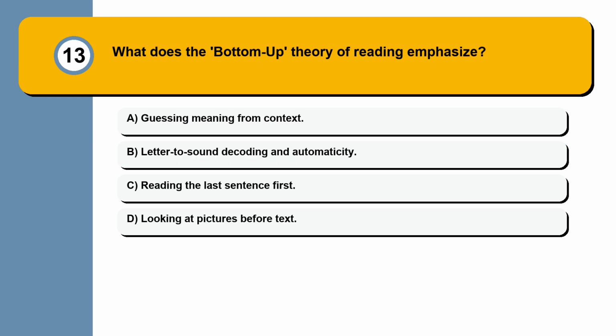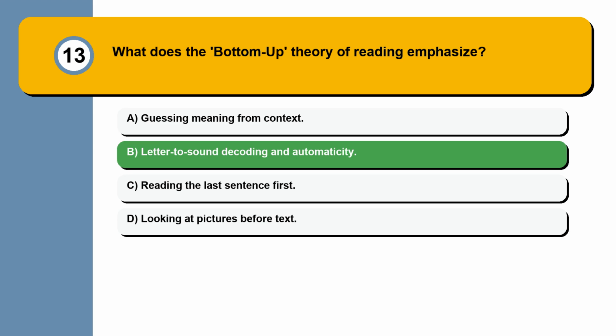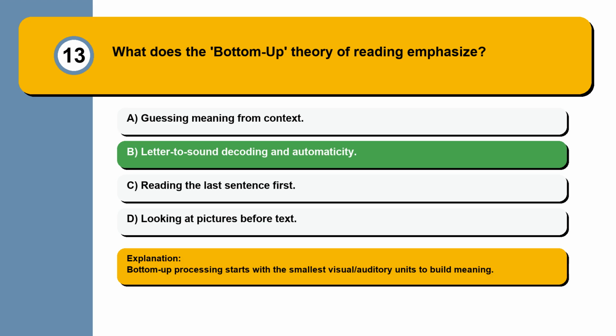Question 13. What does the bottom-up theory of reading emphasize? Guessing meaning from context, letter-to-sound decoding and automaticity, reading the last sentence first, looking at pictures before text. Bottom-up processing starts with the smallest visual and auditory units to build meaning.